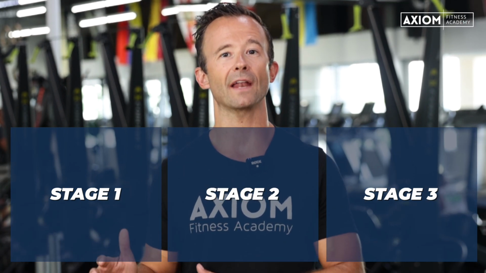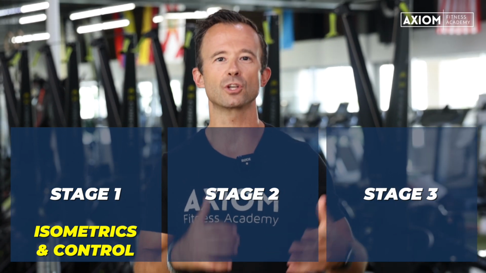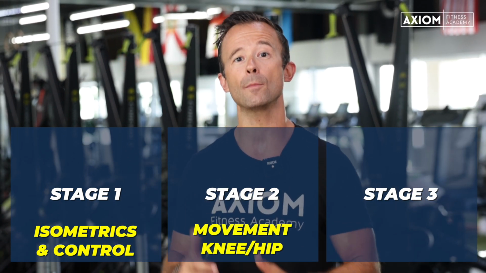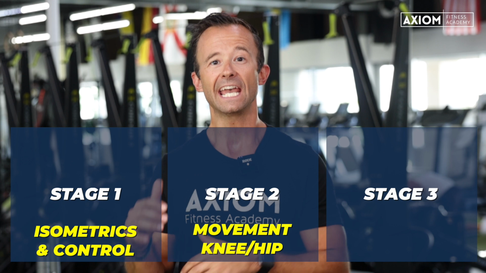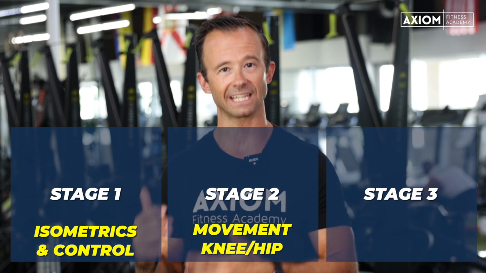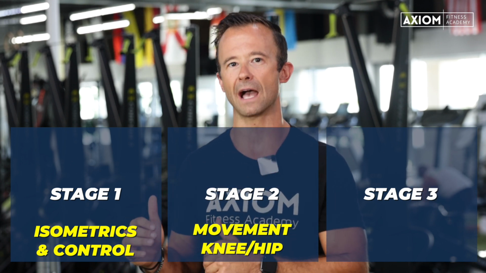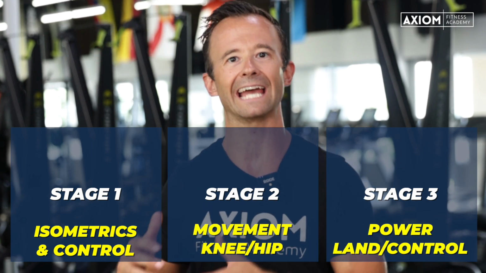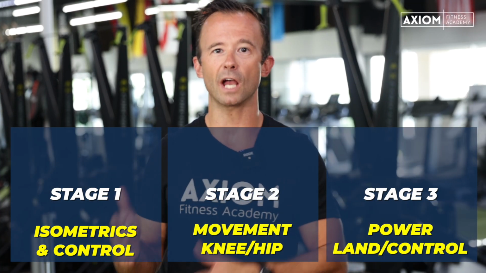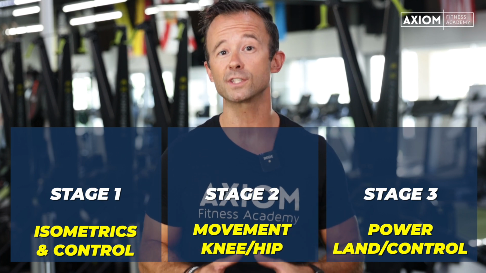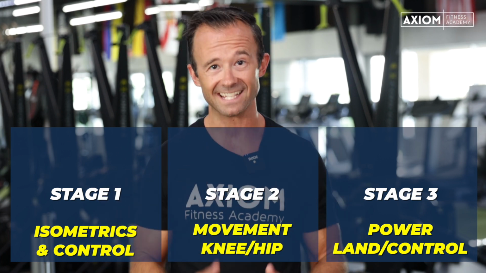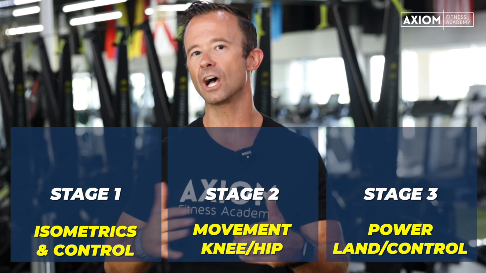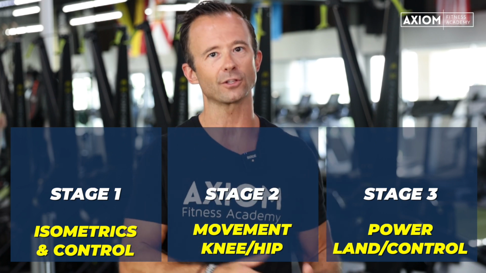Stage 1 is going to be about isometrics and control. Once you've established adequate balance, then stage 2 is now about adding more movement at the knee and the hip. And these exercises are going to look a lot more like leg exercises, but they'll still have a strong balance component. And in stage 3, we introduce some power and work on the ability to land and control our body. This 3-stage progression is important if you plan on introducing some of the following chapters like SAQ training and plyometrics, and really helps to start to create the connection between balance training for athletes.